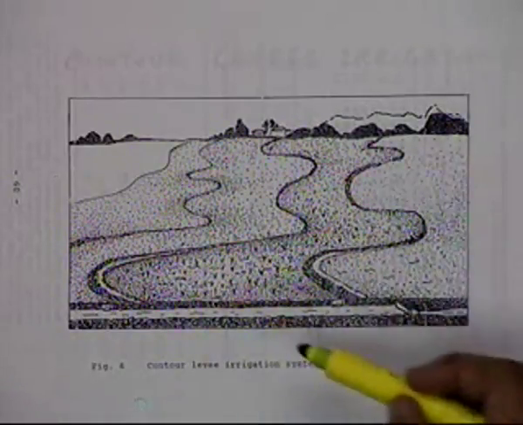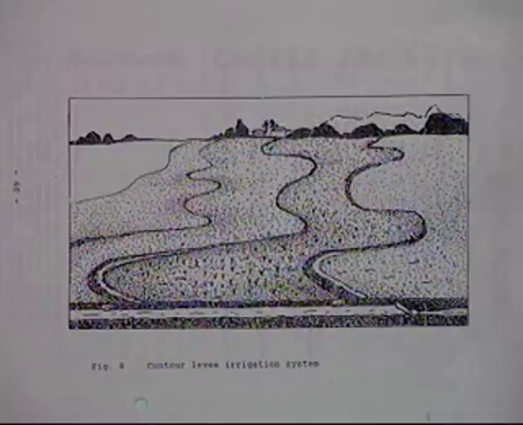And this method can also be used for other crops which are not very sensitive. For example, grasses, this method can be used. The other crops can be fodder crops. Again, you can use this method. You might not have that continuous supply. You might have intermittent supply, because the fodder crops, again, cannot sustain that long inundation.